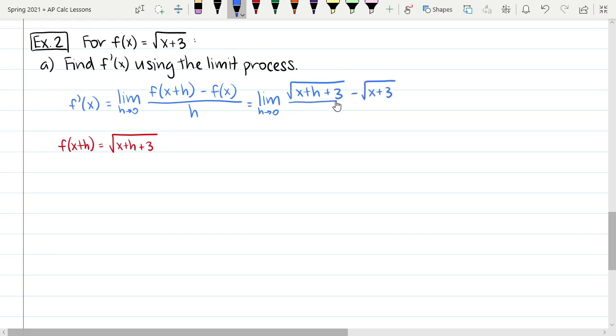All right, if I wanted to evaluate this limit, if I were to use direct substitution for h, I would get 0 over 0, which is going to be indeterminate. So I do need to try something else. Well, I have radicals, so I'm going to multiply by the conjugate.